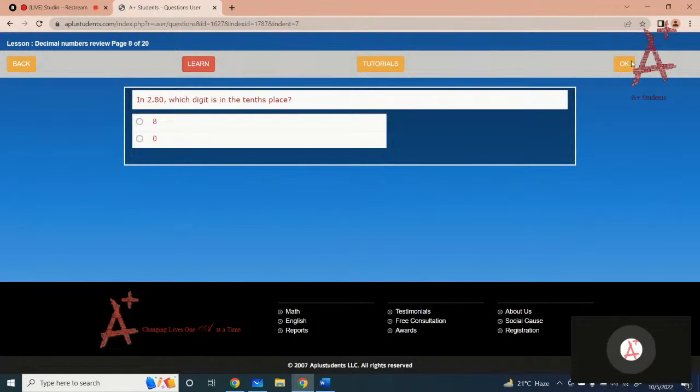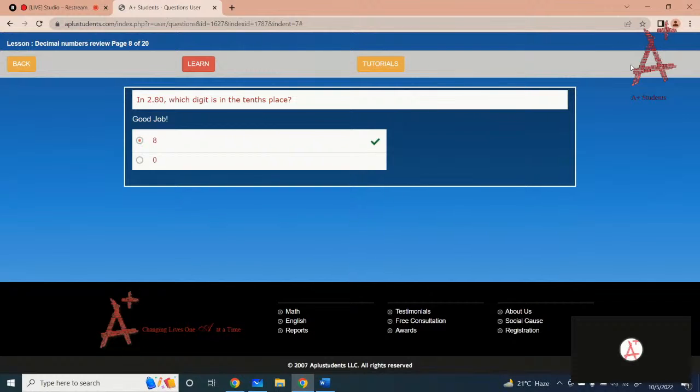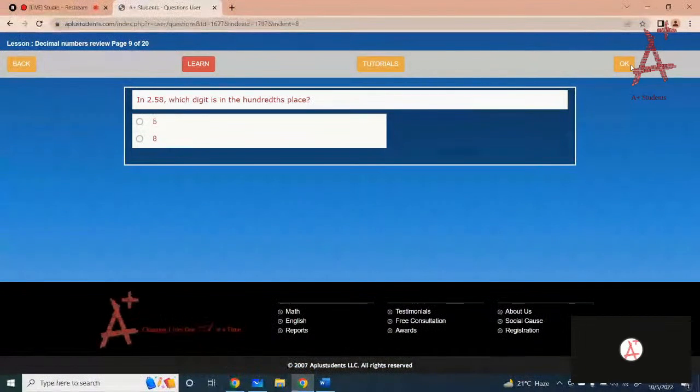Okay, in 2.80, which digit is at the tenths place? 8 or 0? 8 is at the tenths place. Got it? Very good.